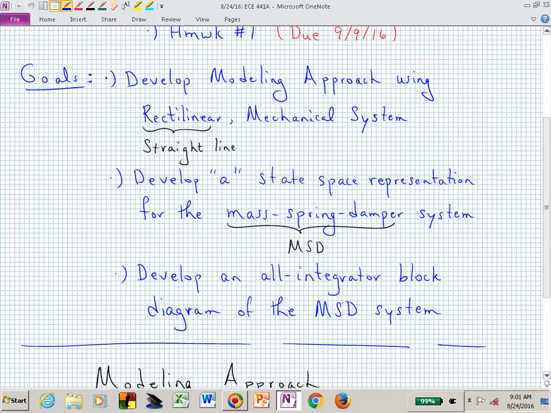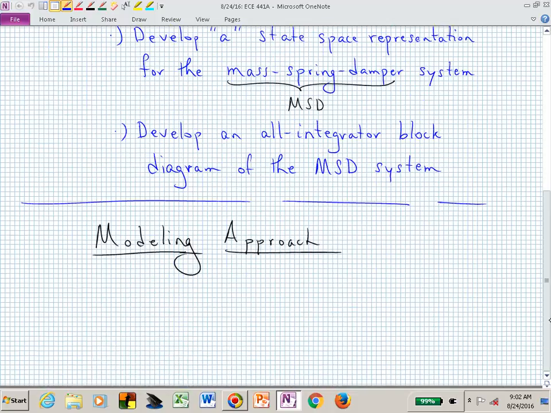We will then look at a state space representation for the mass spring damper system, and I have quoted "a" because a state space representation is not unique. We can have a lot of different state space representations modeling the same system. Then we will look at an all-integrator block diagram model of that same system. And we're going to play with this system and become very comfortable with it, modeling it in many different ways. That's the intent as we get started.